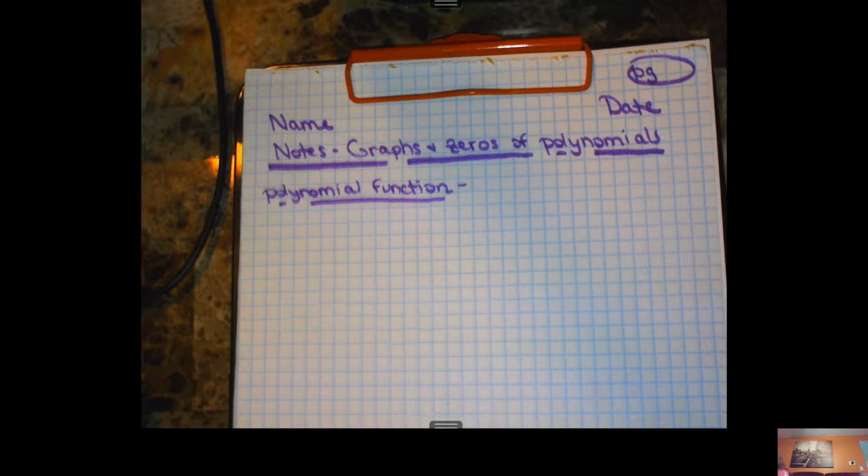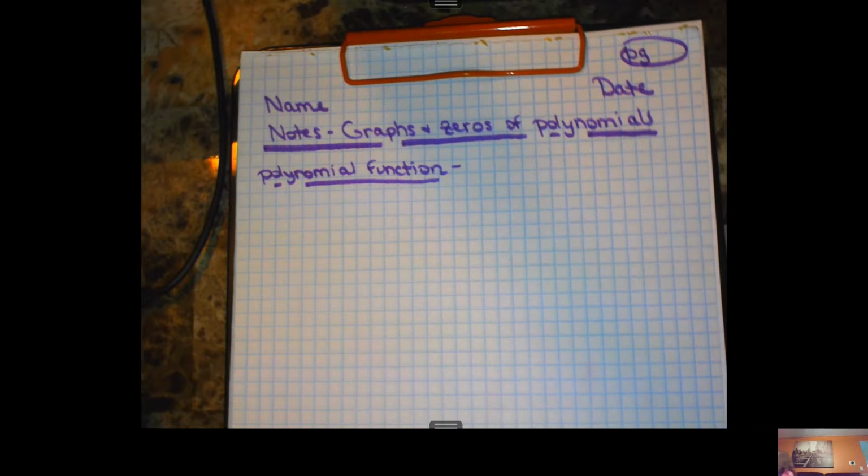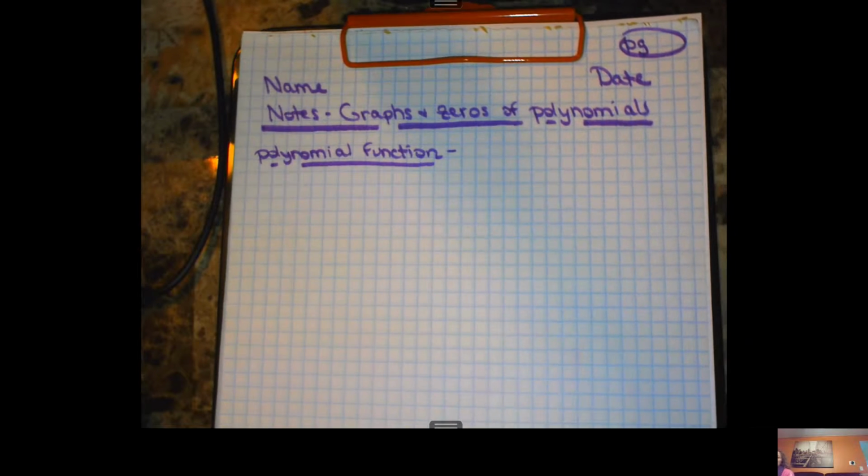Okay, in this video, we're going to be learning about graphs and zeros of polynomials. So make sure you get your heading on your paper. For this one, what we're going to be doing is looking at the graph and seeing where the zeros are, because that's important. And I'm going to give you an equation, and you're going to be able to find the zeros based on that without a graph.